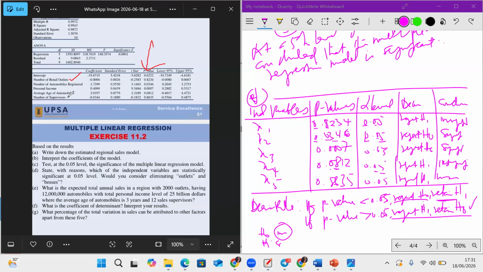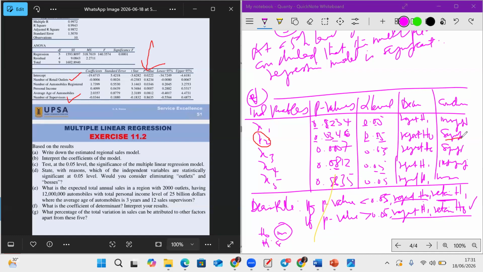Yeah. And bosses are who? Supervisors. So would you consider eliminating outlets and bosses? So for bosses, which is the X2, no. But for the outlet, which is significant, it's a no. You don't eliminate it.